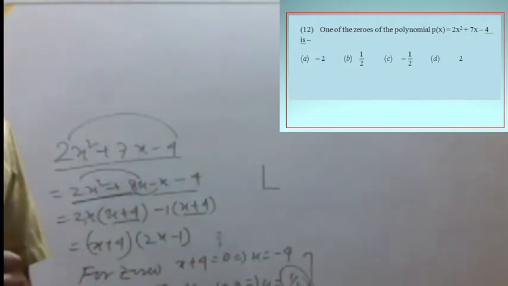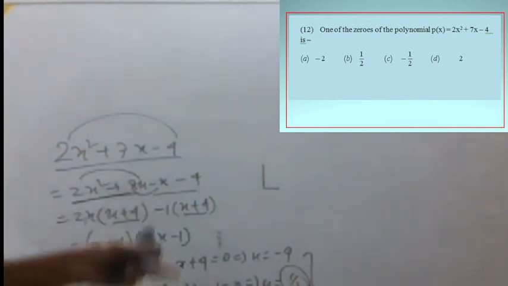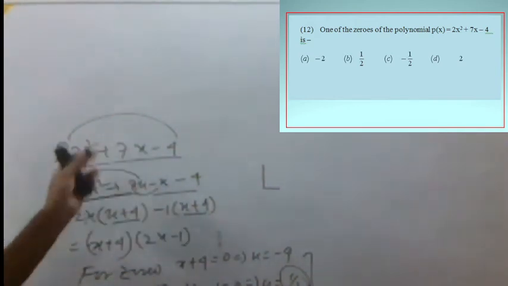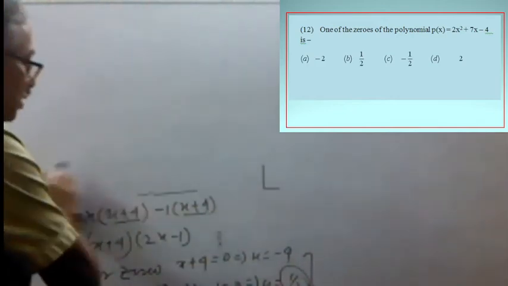Out of the 4 alternate options given, which one is one of the zeros? Okay, so now let us move to the next question.